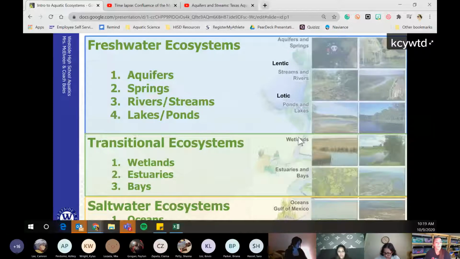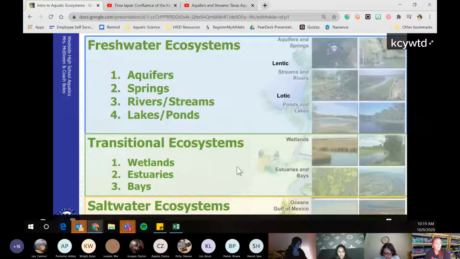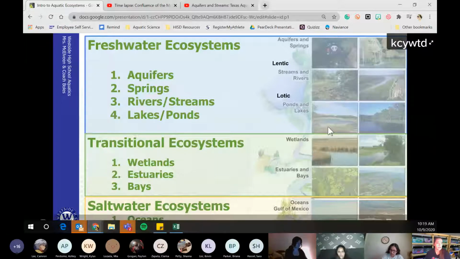And then we all know what a bay is because we have Galveston Bay. And then saltwater ecosystems, that's oceans. We can talk about coral reefs. We're going to talk about different things found in the oceans, etc.